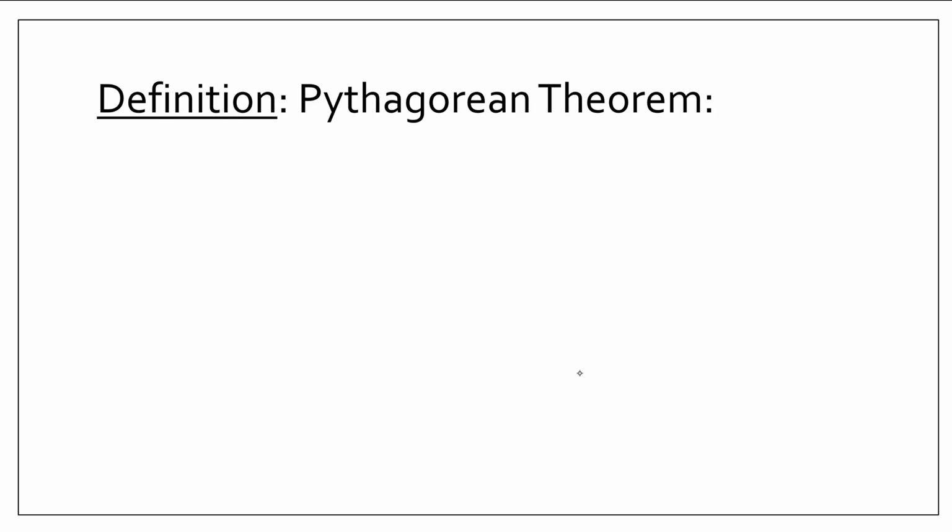Okay, definition: Pythagorean Theorem. This is the most famous theorem in all of math. It's a squared plus b squared equals c squared. It has extremely many uses, comes up all the time in the real world. Big deal for engineering because it applies to right triangles.